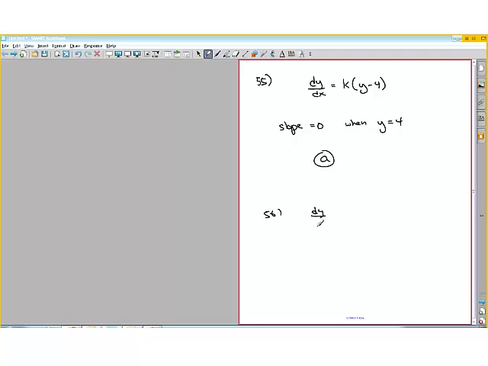So 56 is the same kind of thing. dy/dx is proportional to x minus 4. So that is B, because the slope is 0 when x equals 4. If you look at B, you see that that's the only one that has a 0 slope. Okay, I'm screwing it up again.